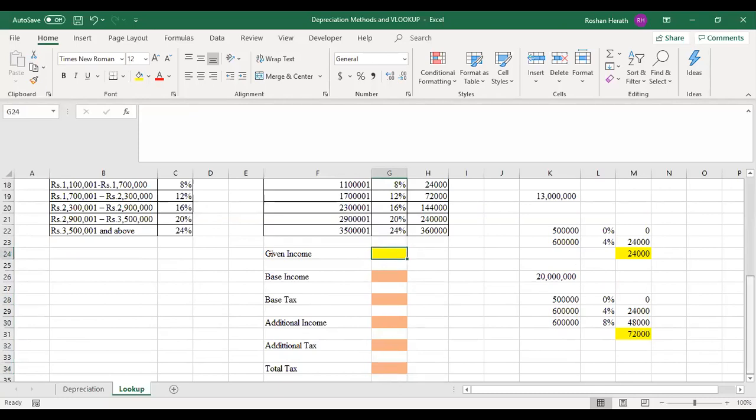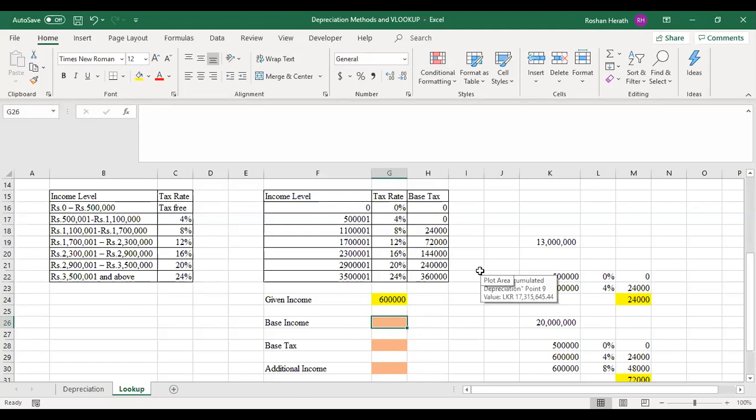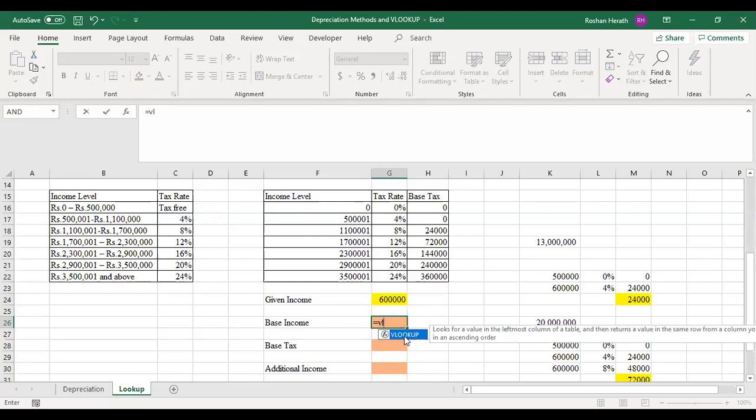Now let's take a particular income and let's try this out. So let's say that you are given 600,000. How to work out the base tax? By using your VLOOKUP function, you can simply go and look up this value and come up with the relevant tax, which you have already worked out. So that's all what you have to do. So we may go and apply the VLOOKUP.